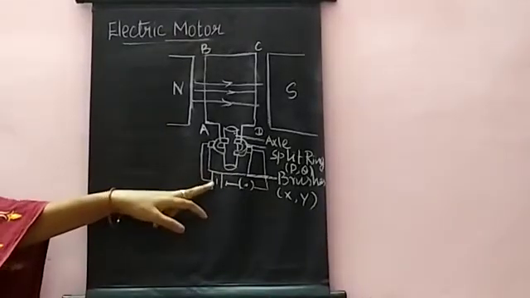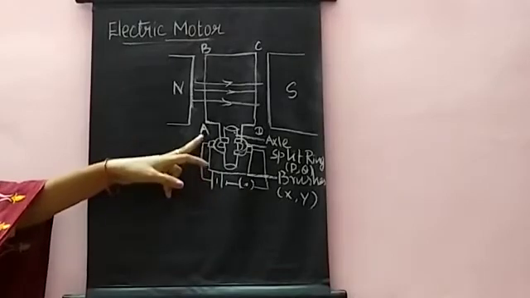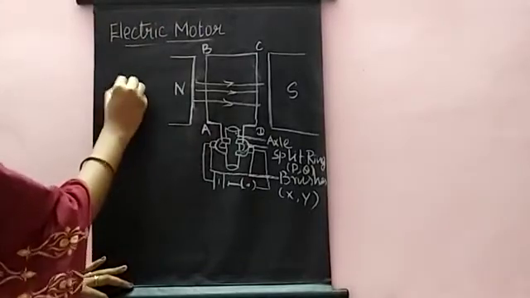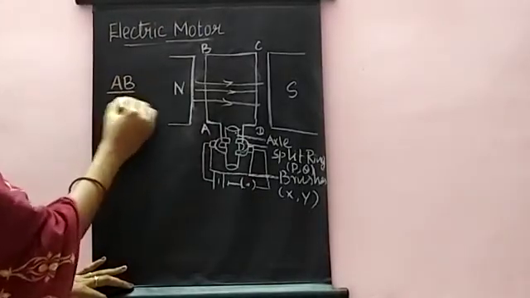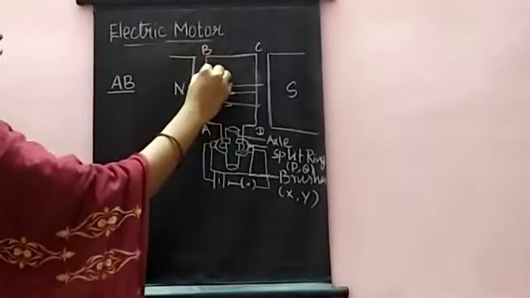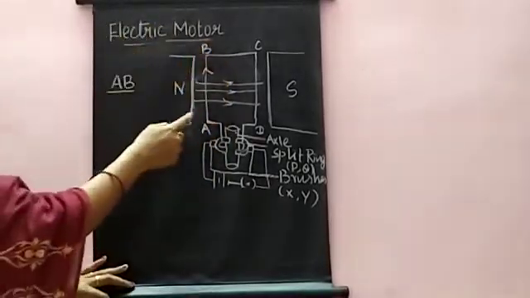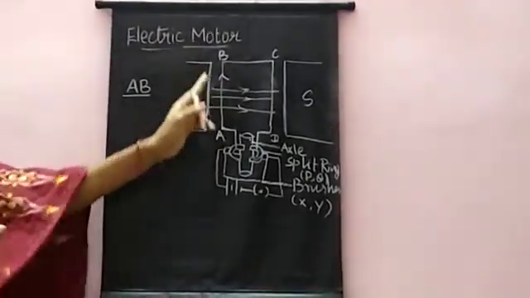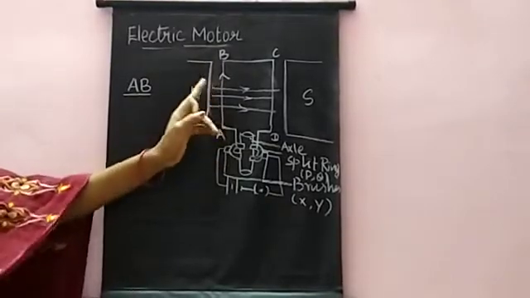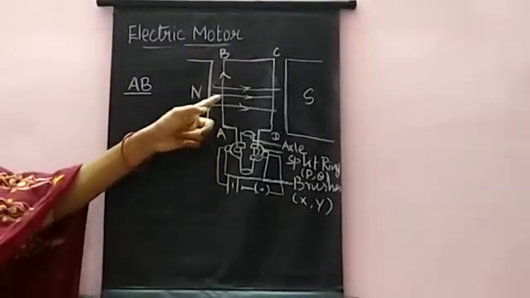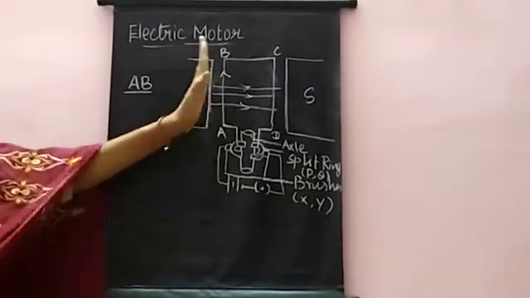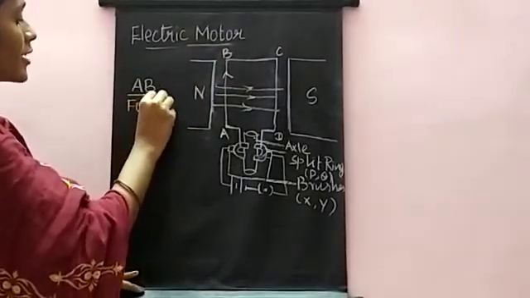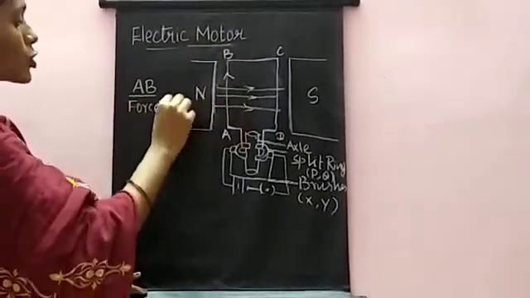When we switch on the current, it flows in the coil in the direction A to B. Then we know that the magnetic field and the current are mutually perpendicular to the magnetic force. So the magnetic force acts on the arm AB and moves the arm AB downwards.